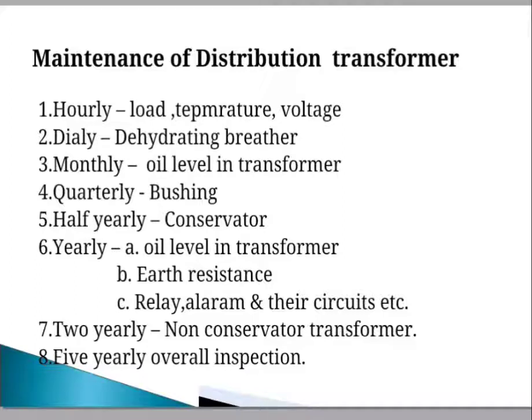Then the second one is the daily basis maintenance. In that we have to check the dehydrating breather: check that the air passages are clear, and check the color of the silica gel, that is the agent. If the silica gel is pink, change or replace it, because it absorbs the moisture whenever air enters the transformer. Because of that, silica gel plays a very important role in the dehydrating breather.